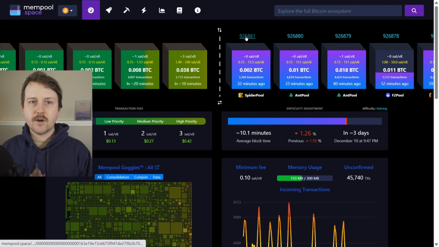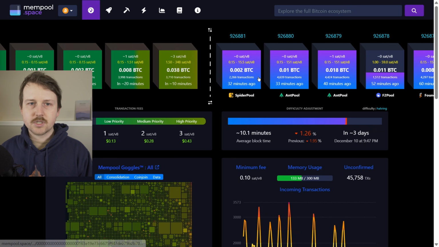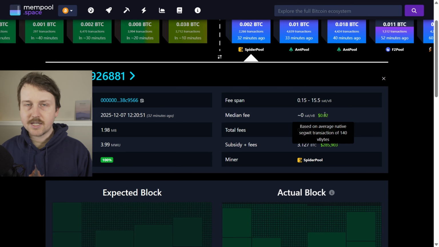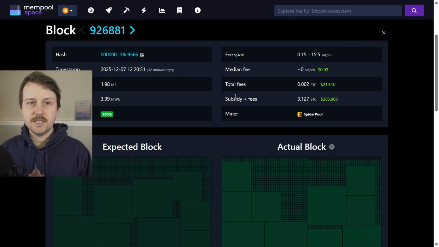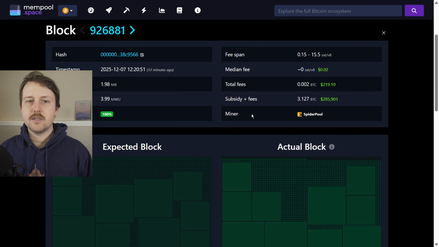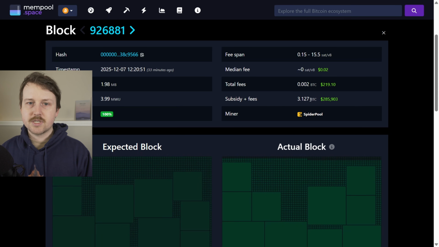So you can see here, we are at block height 926,881. This is the most recent block, and you can find a lot of information if you just click on the block itself. You can see when it was mined. You can see total fees, the median fee, how much average fee people were spending, the subsidy and fees. So this is the new generation of Bitcoin. 3.125 Bitcoin are being created and added from the Coinbase and given to the miner. The miner in this case is Spider Pool. It's a pool of miners. And they only got 0.002 Bitcoin through fees, which is added to the total here.